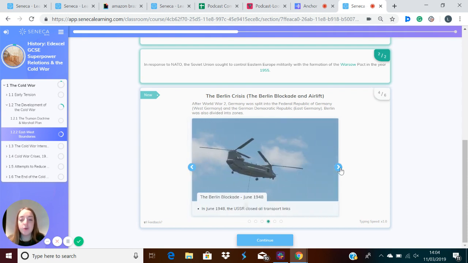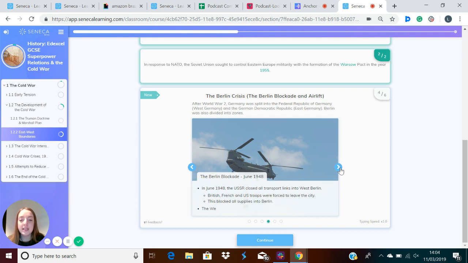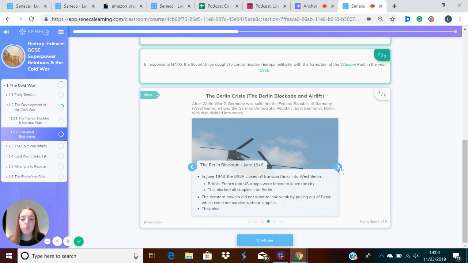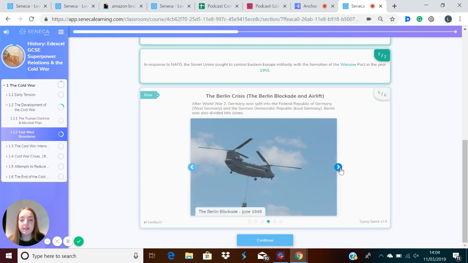In June 1948, the USSR closed all transport links into West Berlin. British, French, and US troops were forced to leave the city. This blocked all supplies into Berlin. The Western powers did not want to look weak by pulling out of Berlin, which could not survive without supplies. They also did not want to create a major incident by breaking through the roads and rail links.